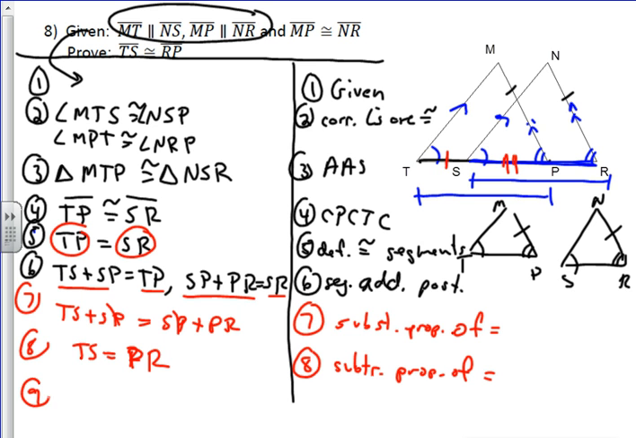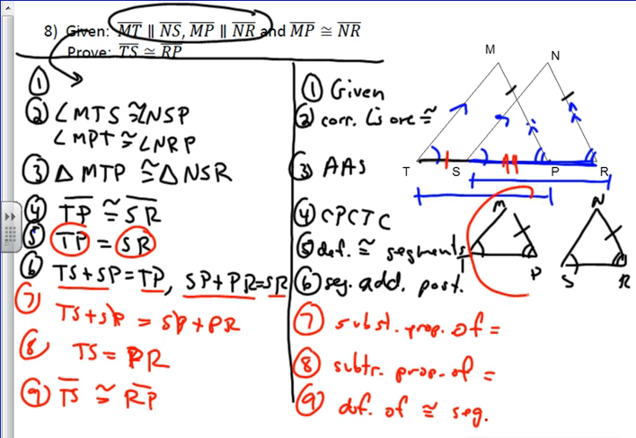And then finally, we can say that TS is congruent to RP, and we can make it RP instead of PR because it doesn't matter, and that's just by definition of congruent segments. So that's a way to go through and do this proof. A lot of times with these overlapping triangles, it's very helpful to redraw the picture, separating the two overlapping triangles apart from each other.